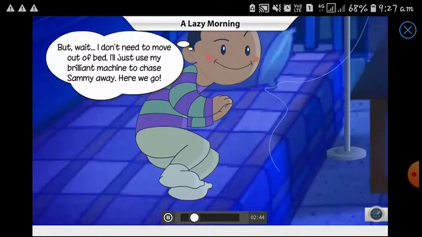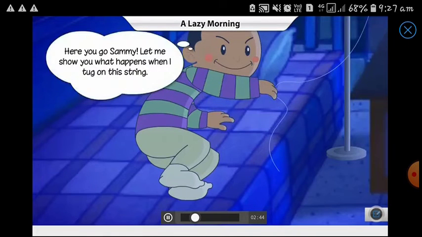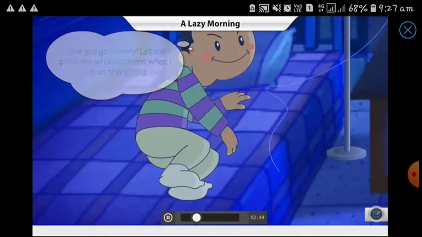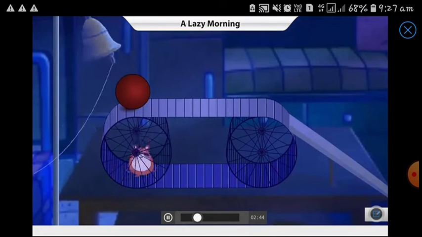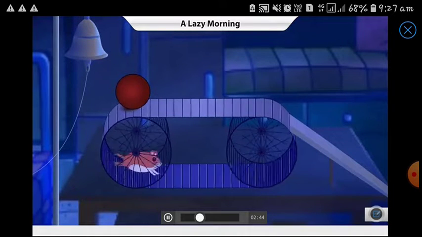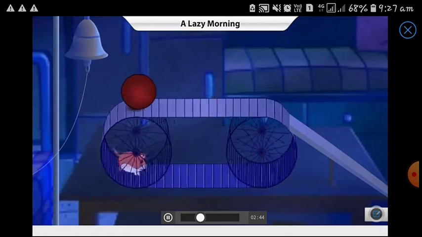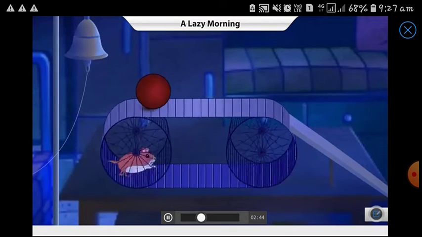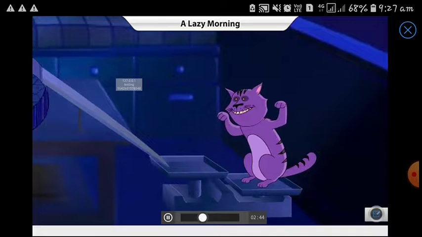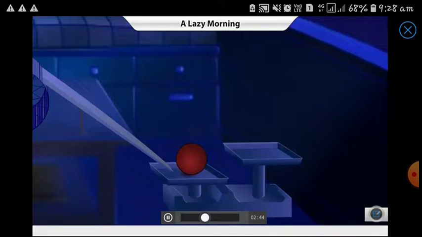Here we go. Here you go, Sammy. Let me show you what happens when I tug on the string. The bell starts ringing. The noise wakes up my lazy hamster, Golu, and he starts running on the wheel. Now do you see that shiny red ball on the belt? The ball starts rolling and falls into one pan of the weighing scale. On the other pan is Sammy. And out goes Sammy.